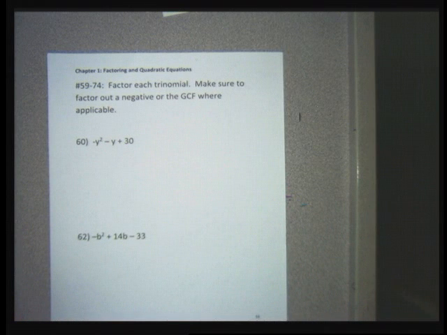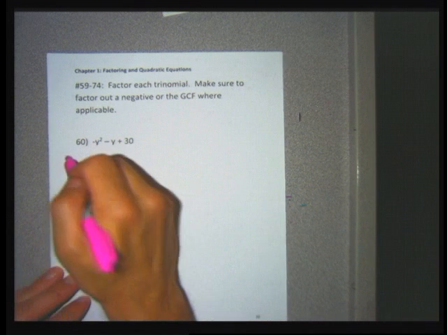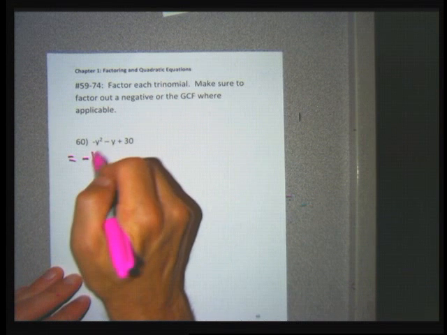So 60 and 62, there's a negative in front of the first term, and it's way hard to factor when there's a negative in front of the first term. So what I should do is factor out a negative 1, write the opposite in the parentheses, and factor the opposite. And I'm going to do that for both 60 and 62. So for 60, I'm going to factor out a negative 1.